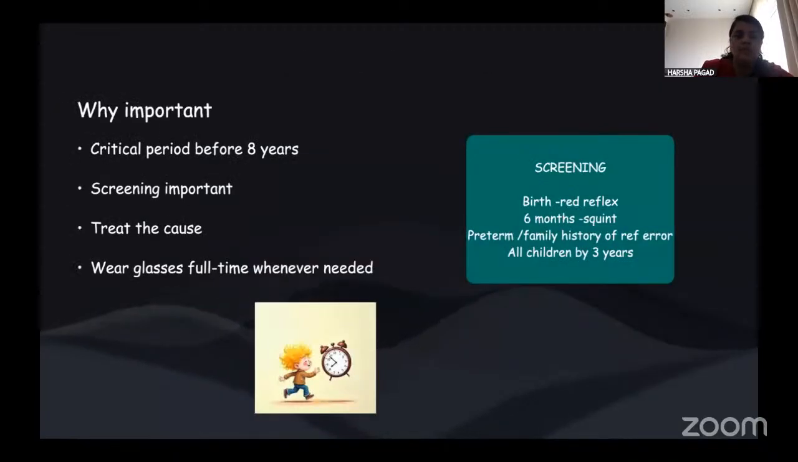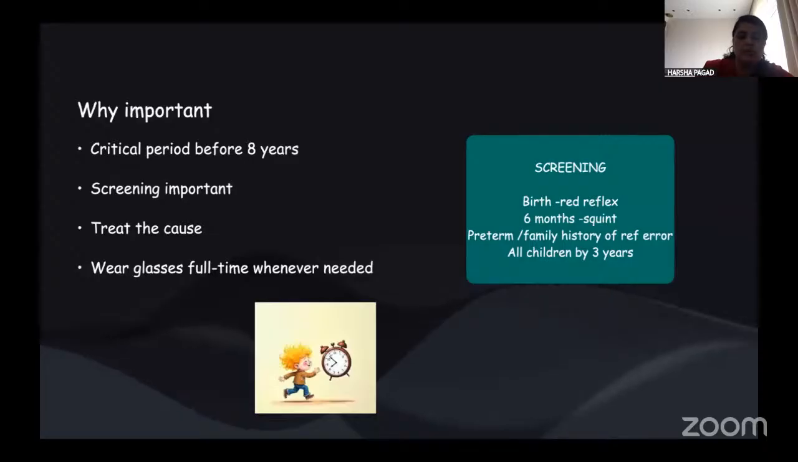So what is the time frame, or why is the clock ticking? Yes, neuroplasticity is noted only till 8 years. So the treatment for amblyopia works best if initiated before 8 years of age. So screening is of utmost importance, and wearing of glasses, and specifically screening at birth. So we recommend screening at birth for red reflex, at 6 months to look for squint, and all children need an evaluation for refractive errors and other anomalies by 3 years of age.